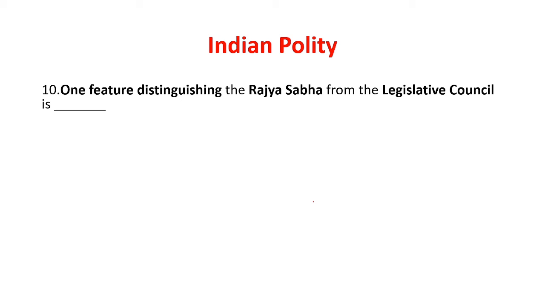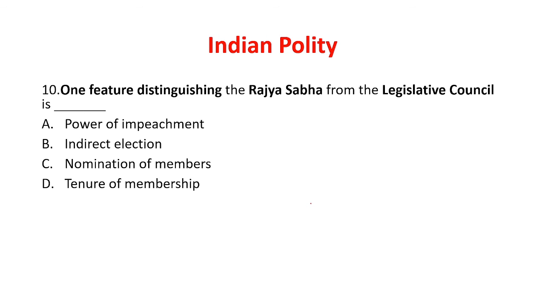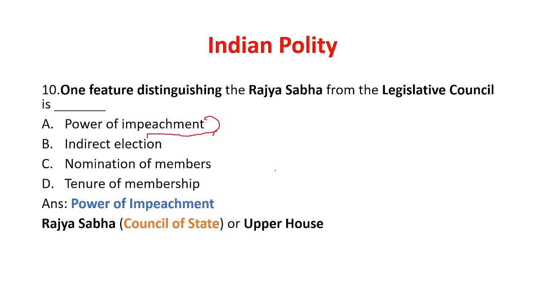One feature distinguishes the Rajya Sabha from the Legislative Council. The options are power of impeachment, indirect election, nomination of members, and tenure of membership. Which feature distinguishes the Rajya Sabha? It is the power of impeachment. We know that Rajya Sabha is also known as the Council of States or the upper house of the Parliament.